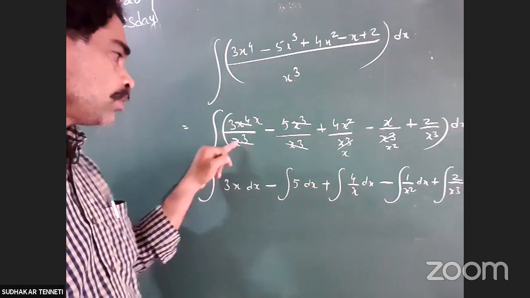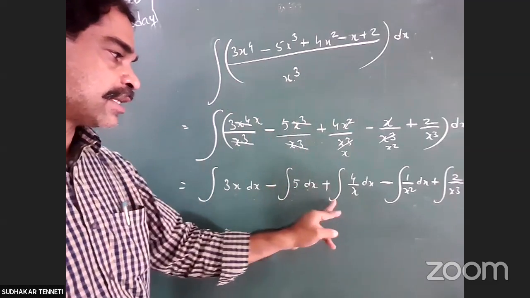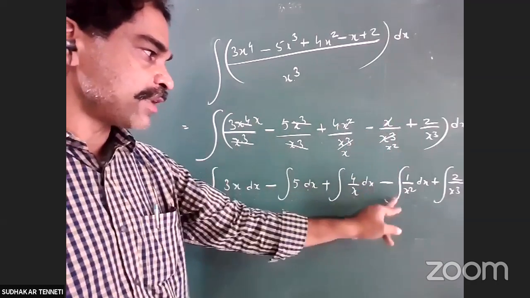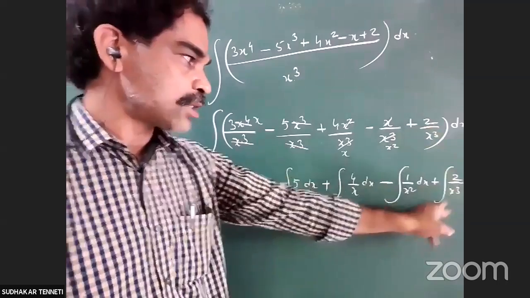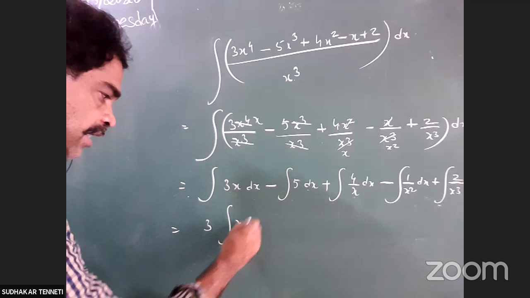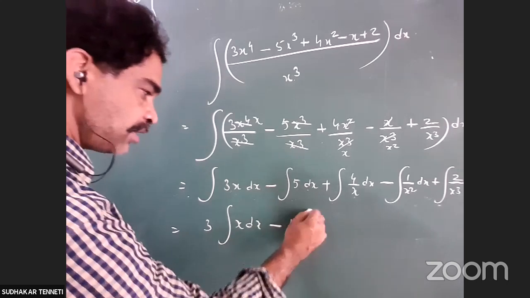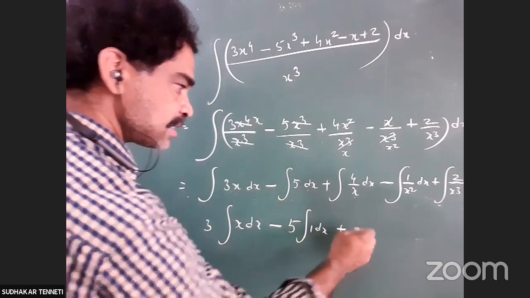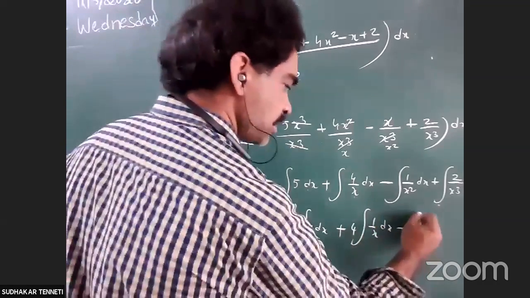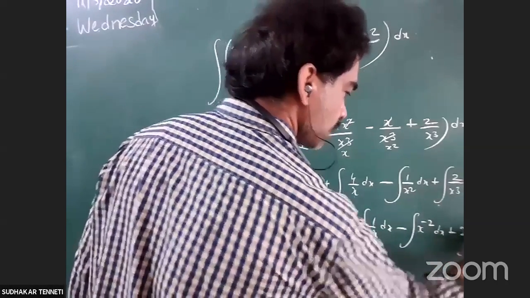3x power 4 by x cube, x power 4 will cancel, giving 3x dx. x cube cancels, giving minus 5 dx. Integral of 4 by x is x square, x will cancel, giving 4 by x dx. Minus x by x square cancels, giving 1 by x square dx, plus 2 by x cube dx. Next step is to bring the constant 3 into the integral of x dx, minus 3 into integral of x dx, minus 5 into integral of 1 dx, plus 4 into integral of 1 by x dx, minus 1 by x square means x power minus 2 dx, plus bring constant 2 into 1 by x cube dx.